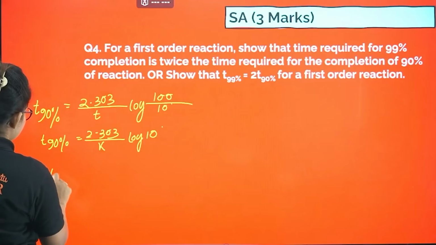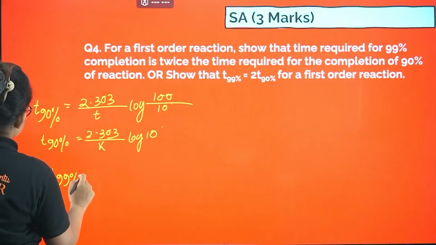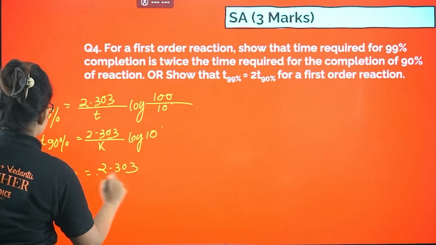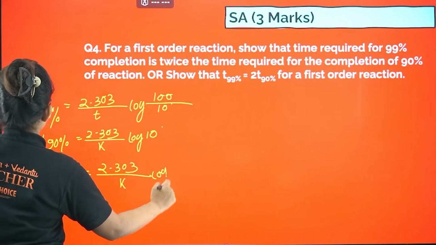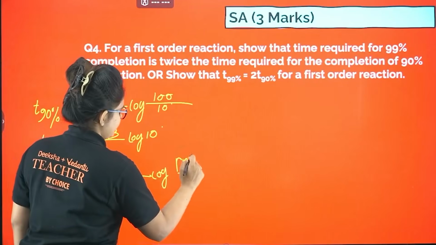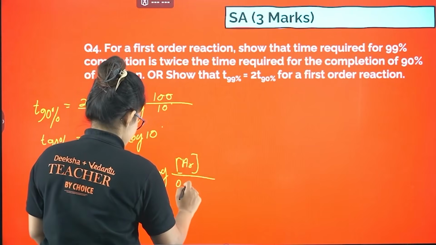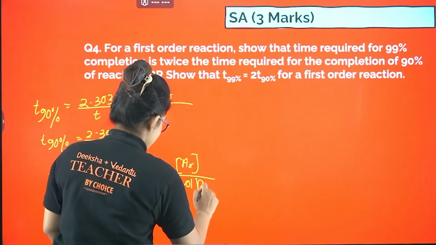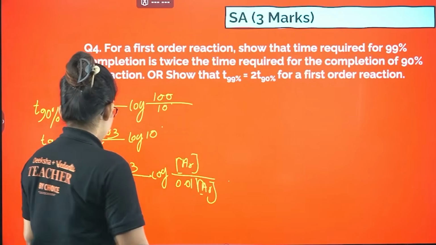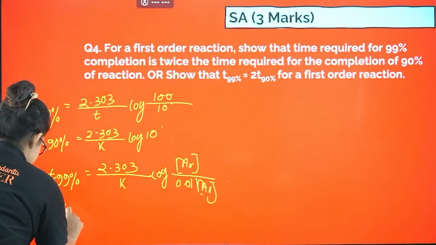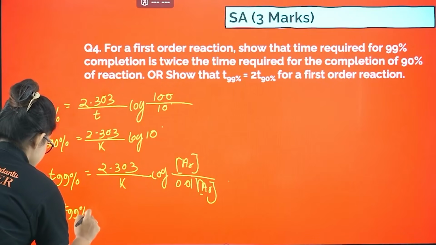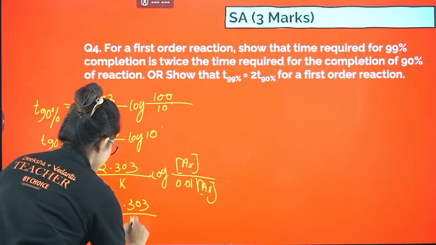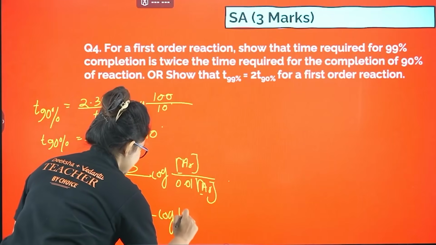Okay, next I can do T of 99%. That is 2.303 divided by K log of A0 by 0.01 into A0, basically, because 1 by 100. So if I further do this, T 99% will give you 2.303 by K into log 10 square.